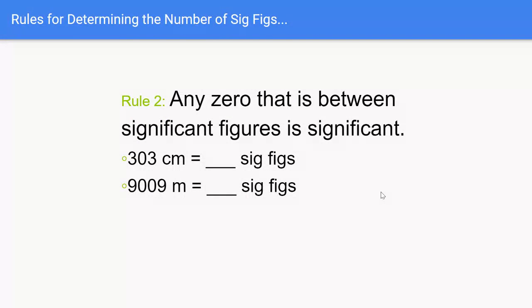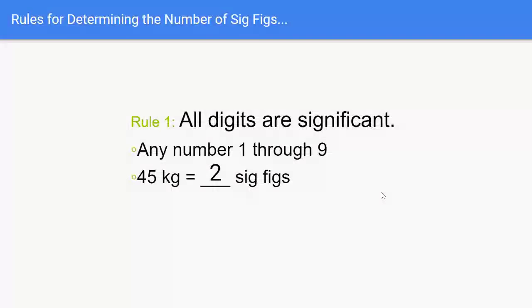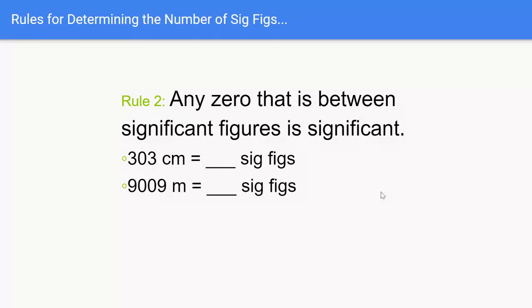Next rule regarding zeros. Any zero that is between significant figures, between 2 other significant figures, 2 digits 1 through 9, is going to be significant. So any zero that is between 2 numbers that come between 1 and 9 is significant. So here, this 3 is significant because it's a digit 1 through 9. This 0 is significant because it comes between 2 3s, which are digits between 1 and 9. So significant, significant, significant. That means a total of 3 sig figs there.